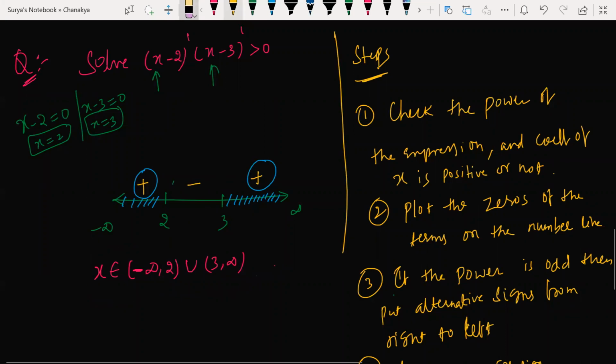So what is the first step? To check the coefficient of x, whether it is positive or not, and the power of the variable in the terms, whether it is positive or not. Then finding the zeros by equating with 0. Then plotting those zeros on the number line, putting plus, minus, plus alternately from right to left, and considering the region greater than 0. So I just took only the greater than part.